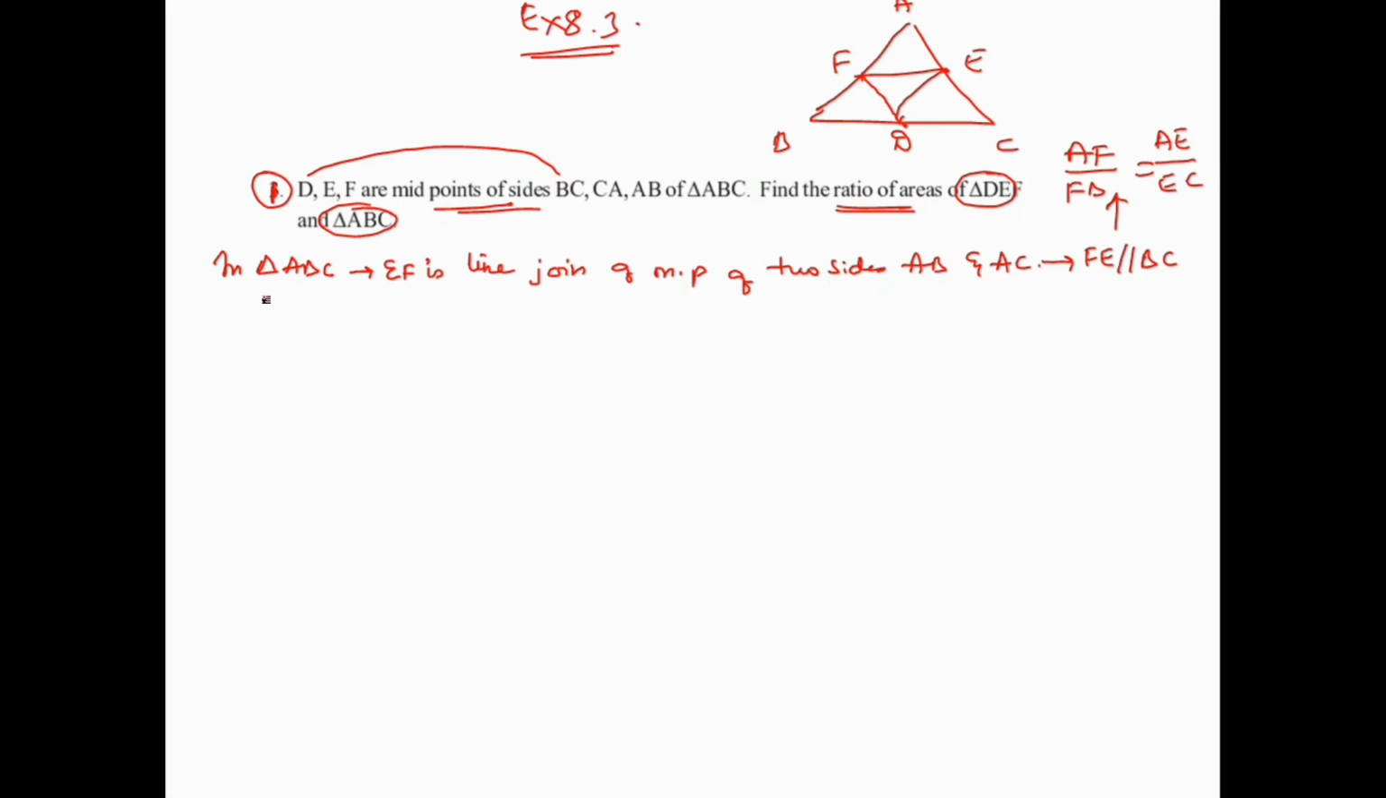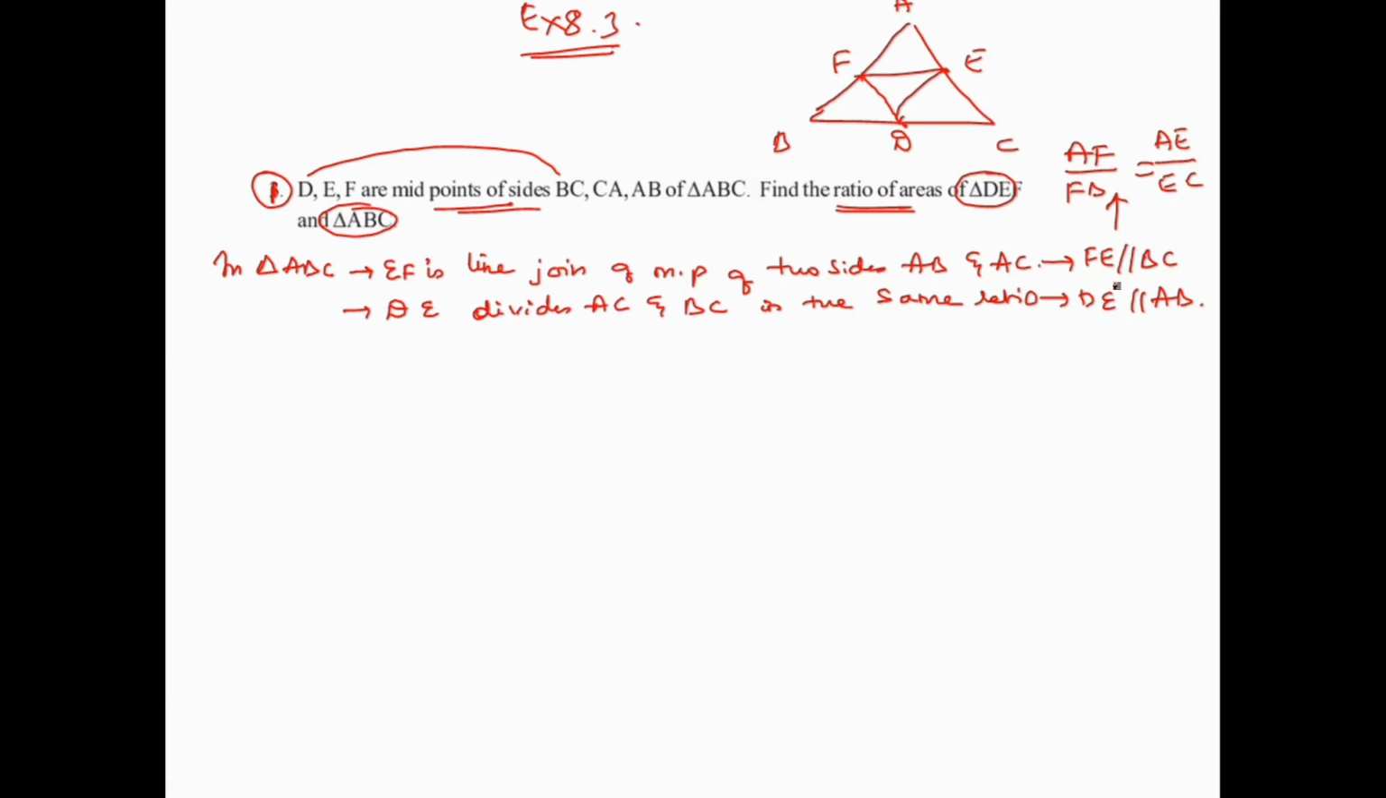Similarly, I can write that whatever the DE line is, it divides AC and also BC in the same ratio, so I can write that DE is parallel to AB, isn't it?